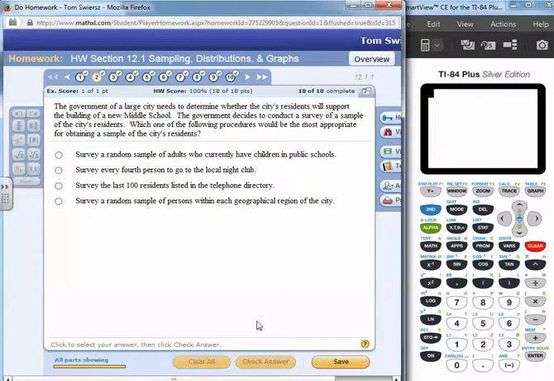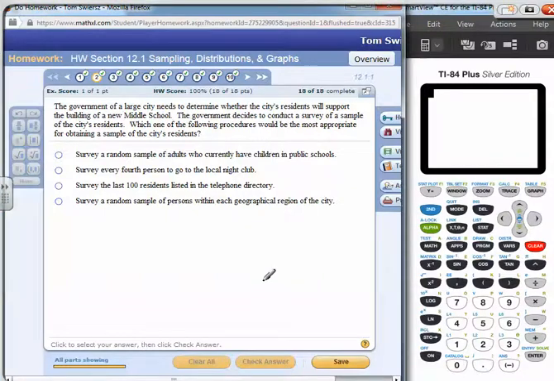Question number 2. The governor of a large city needs to determine whether the city's residents will support the building of a new middle school. The government decides to conduct a survey of a sample of the city's residents. Which of the following procedures would be the most appropriate for obtaining a sample of the city's residents?